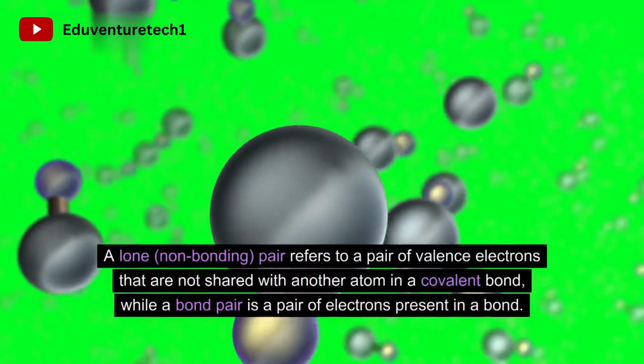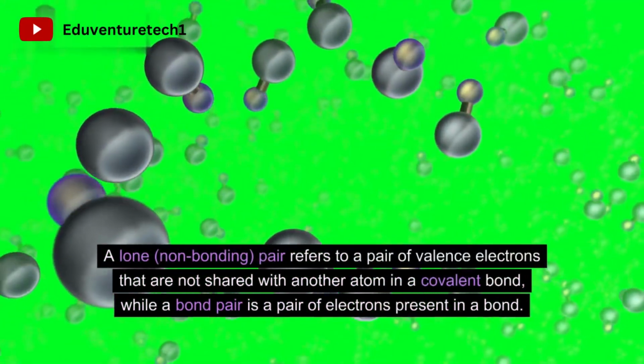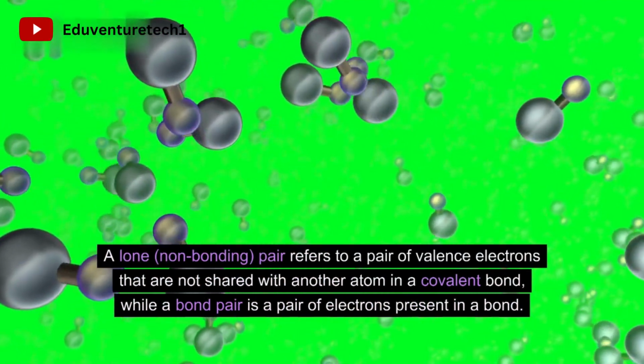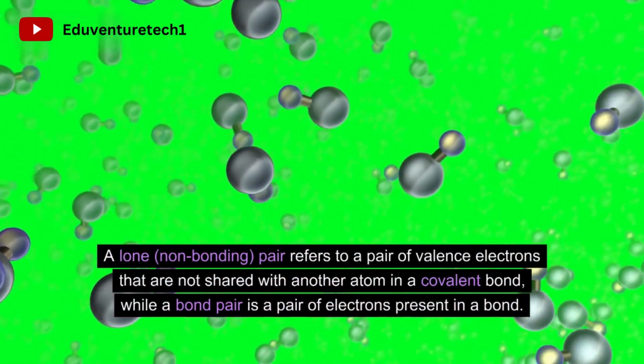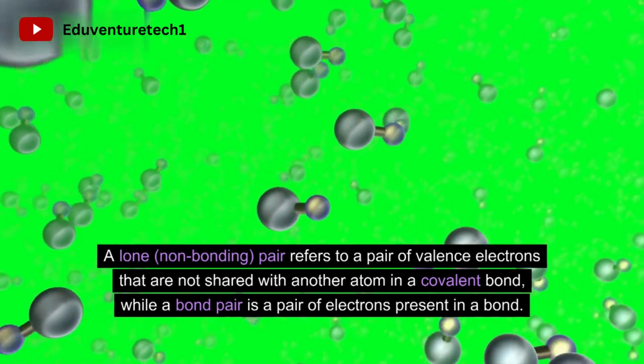A lone, non-bonding pair refers to a pair of valence electrons that are not shared with another atom in a covalent bond, while a bond pair is a pair of electrons present in a bond.